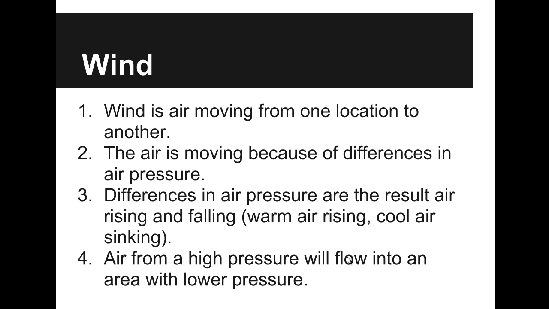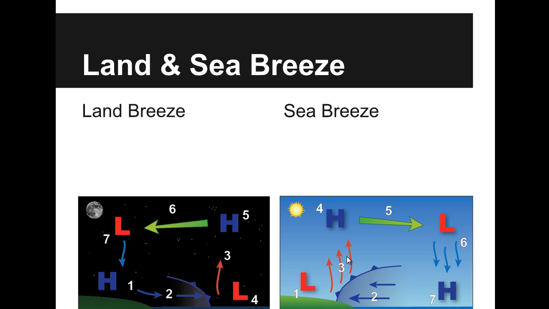We call that wind. And how fast that air is rising and how fast it's moving gives us different speeds of wind. We're going to talk about land breeze and sea breeze. We're not going to talk about global winds in this discussion, but we'll take a look at these two scenarios here. A land breeze happens here on the left.